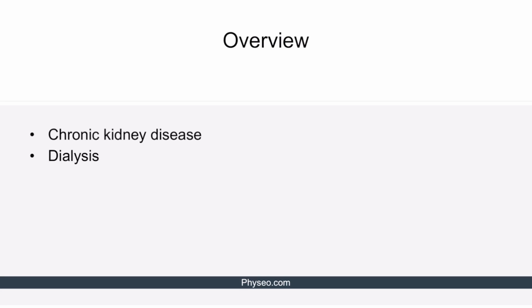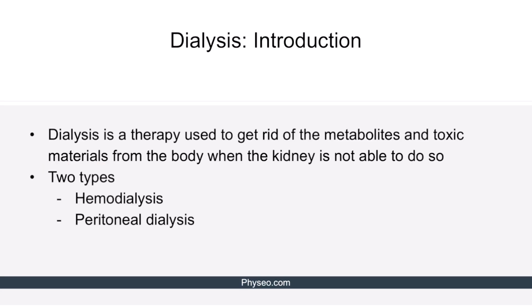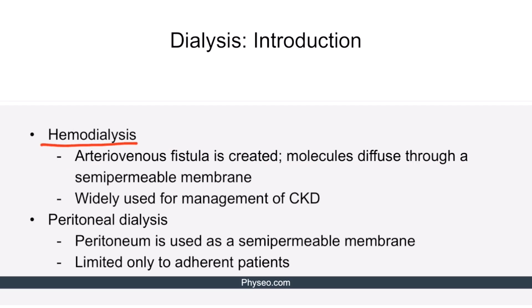Let's finish off this lecture by discussing dialysis. Simply, dialysis is a therapy used to get rid of the metabolites and toxic materials from the body when the kidney is not able to do so. There are two types, hemodialysis and peritoneal dialysis. In cases of hemodialysis, an arteriovenous fistula is created. Blood is allowed to flow through a machine where molecules diffuse through a semi-permeable membrane and unwanted metabolic waste or toxins are removed. It is widely used for the management of chronic kidney disease.